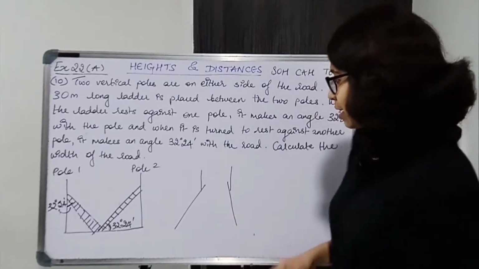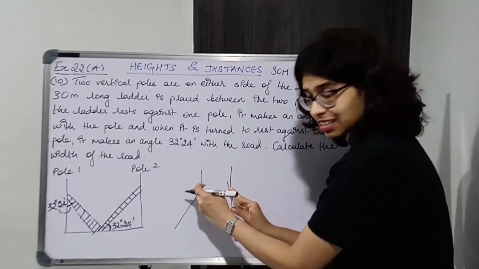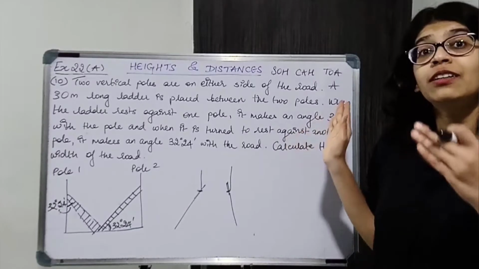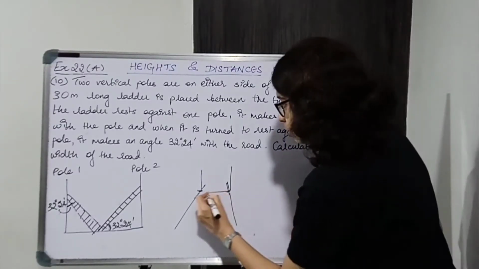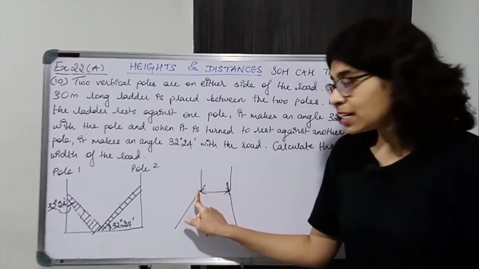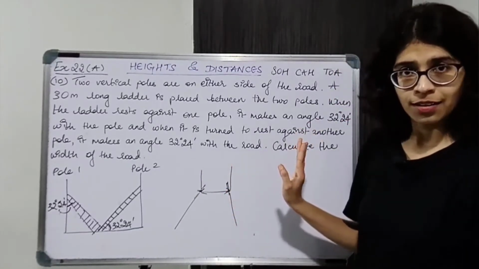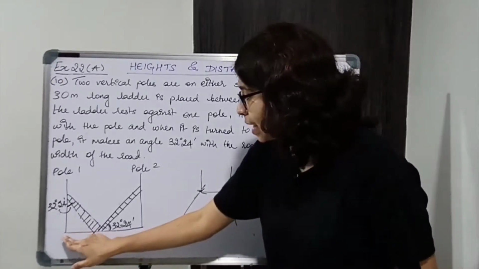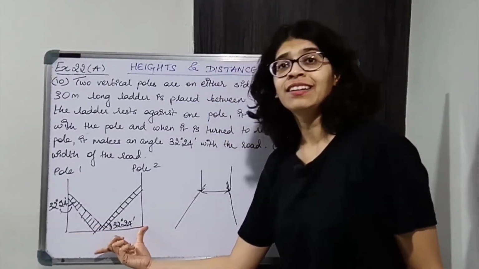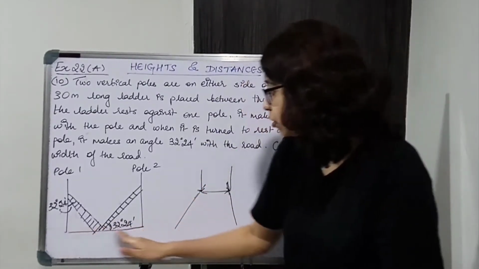Width of the road: these are the two poles, and in between is the road. So the width of the road will be the distance from here to here. This point is the base of this pole and this point is the base of this pole. So the distance between the bases of the poles, from this point to this point, is the width of the road. We need to find this.